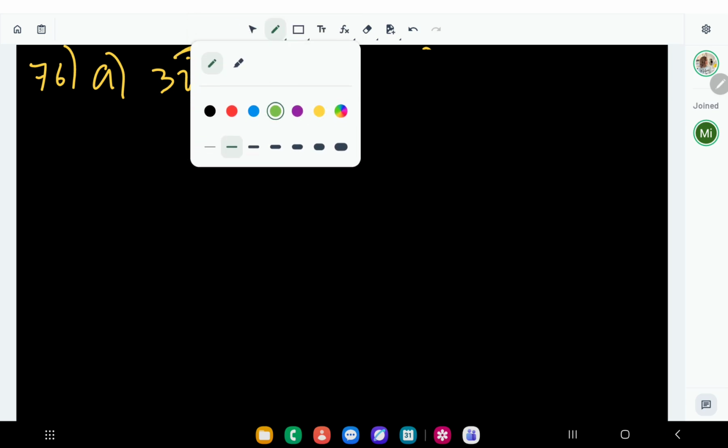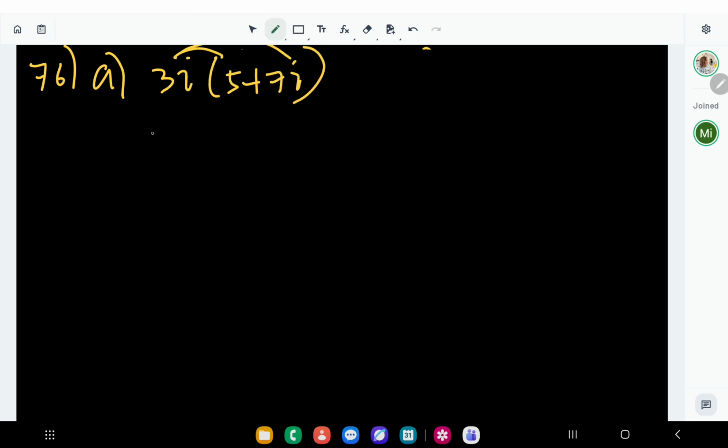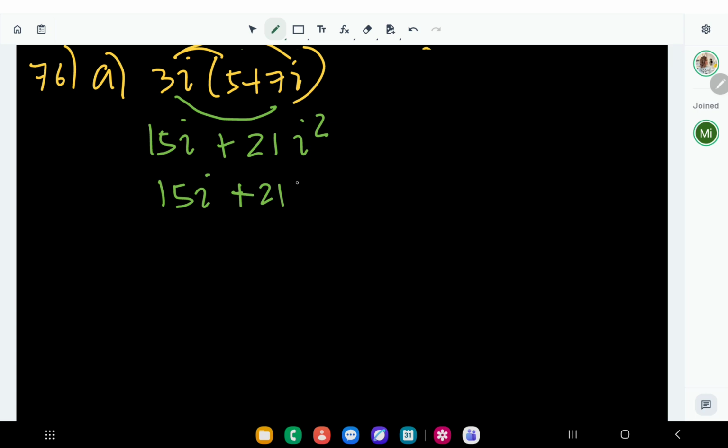Okay, 76a, 3i times 5 plus 7i. So you distribute. 3i times 5 is 15i, right? And then 3i times 7i is 21i squared. So this is 15i plus 21 times negative 1. So you can write this as negative 21 plus 15i.